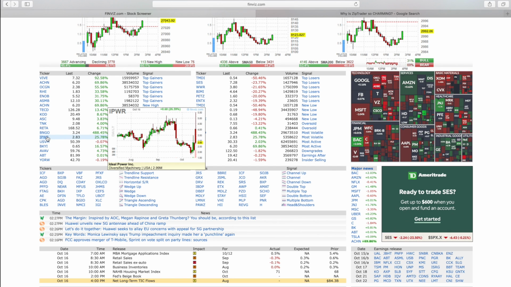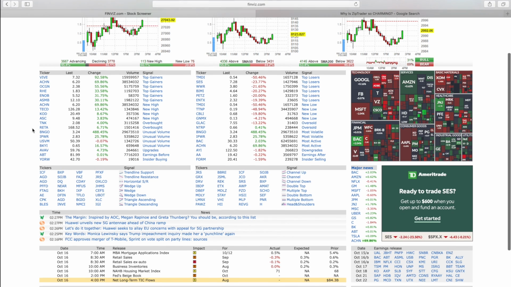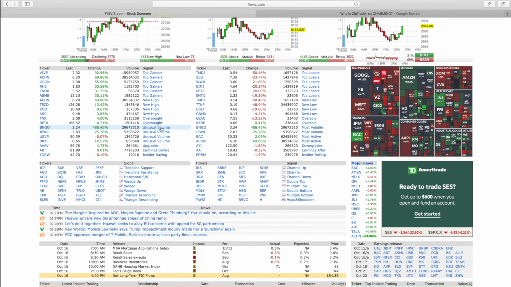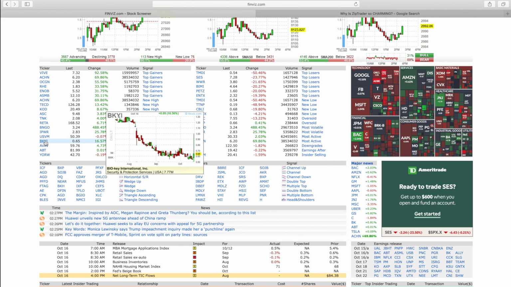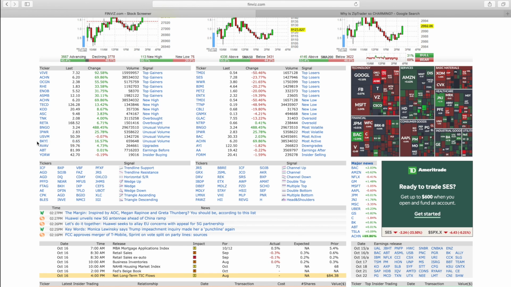Because there's so many different stocks and so many different opportunities within the market, there is just no way that we'd be able to keep up with all the news. So having this unusual volume scanner is really a great way to see what other investors are going into, what other positions, what other investors are buying shares of.